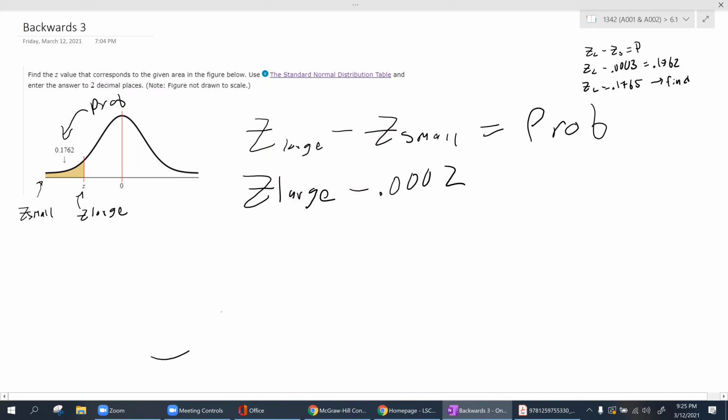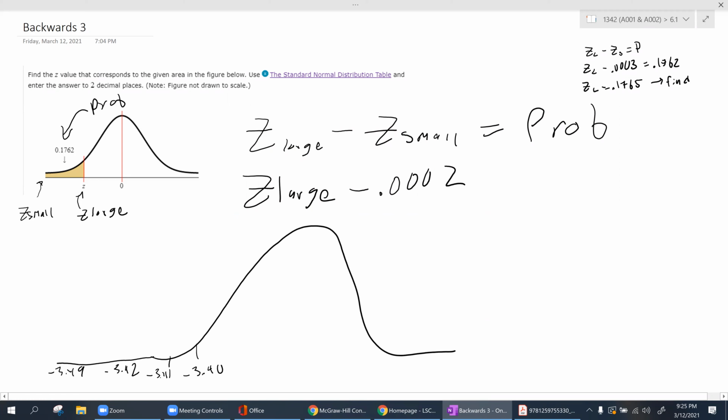In case you're wondering how and why, let's just say this is negative 3.40. This is going to be negative 3.41, negative 3.42, and so forth, with negative 3.49 being the one in the farthest left corner.